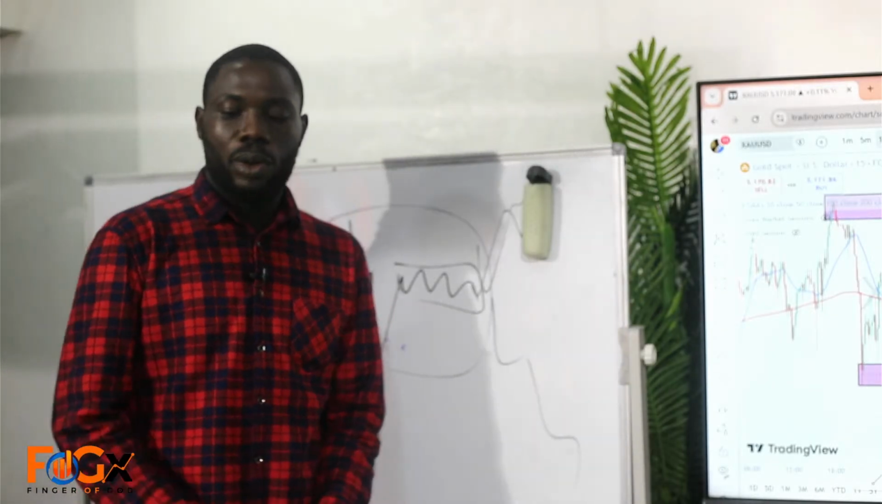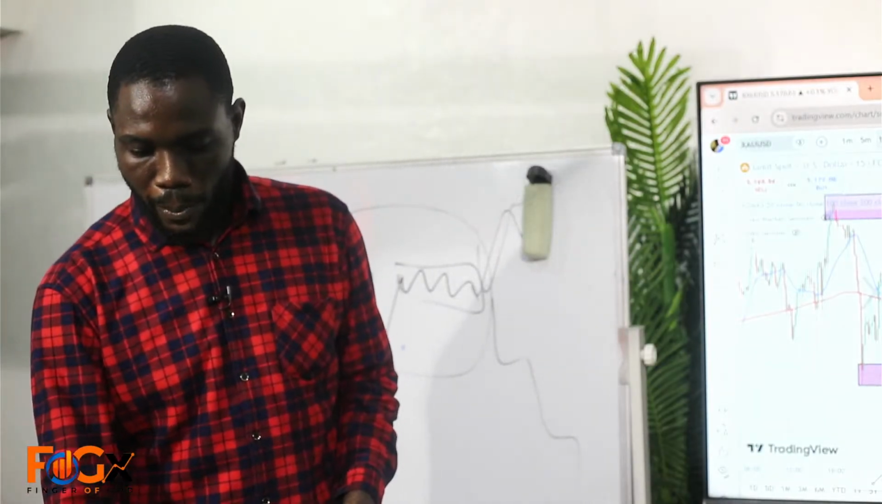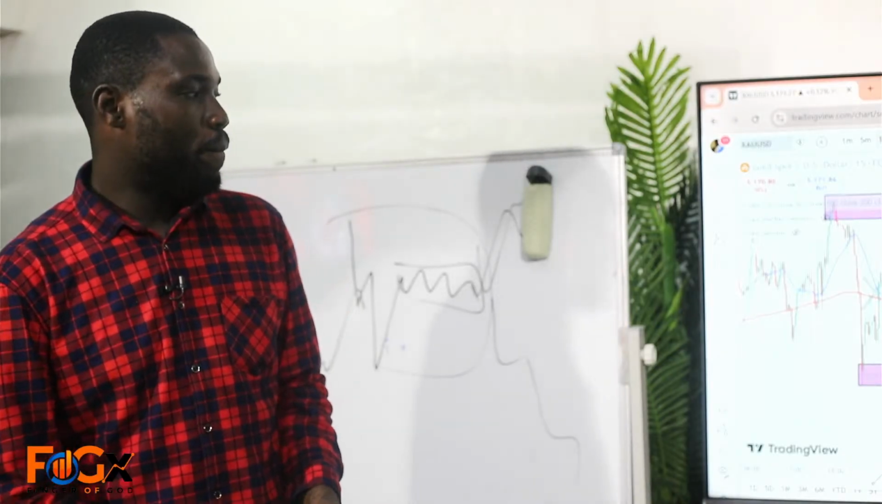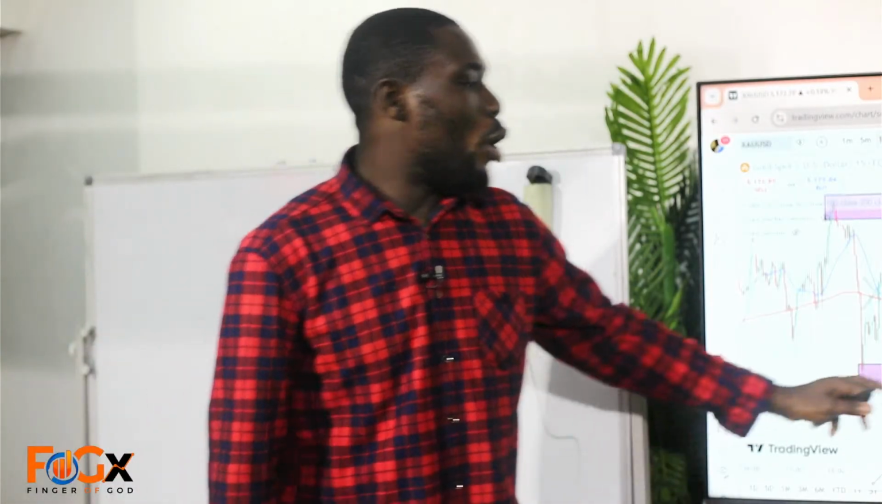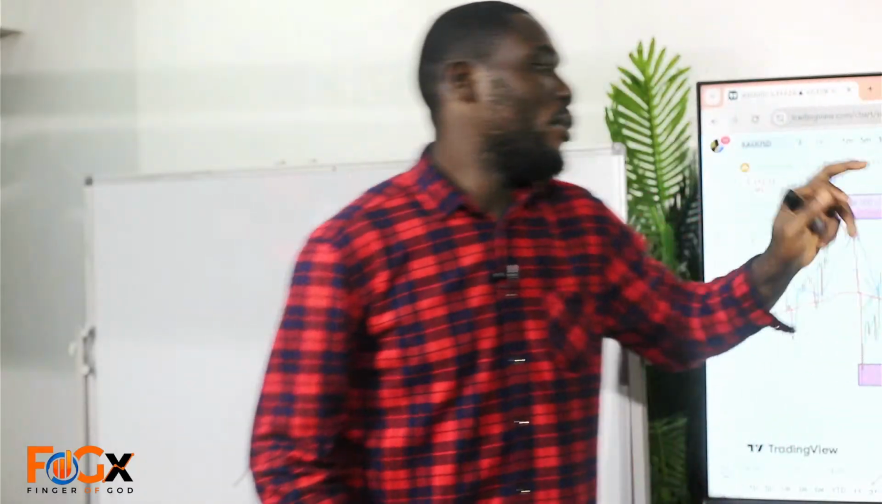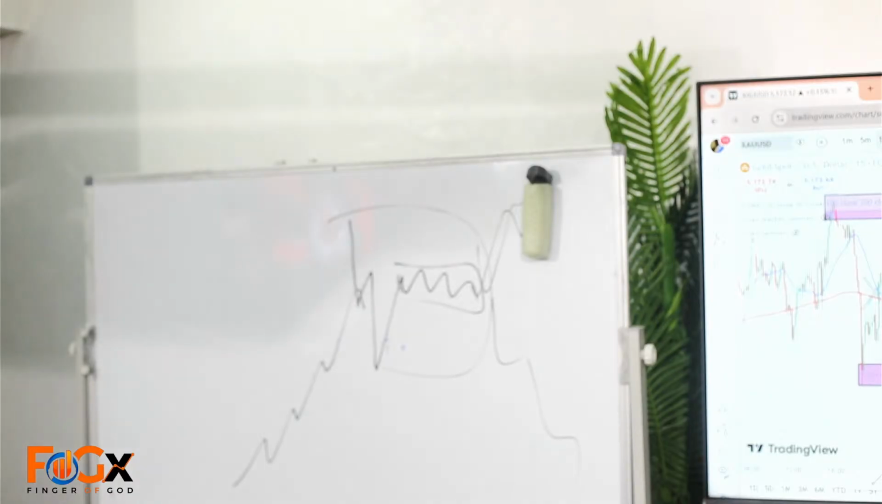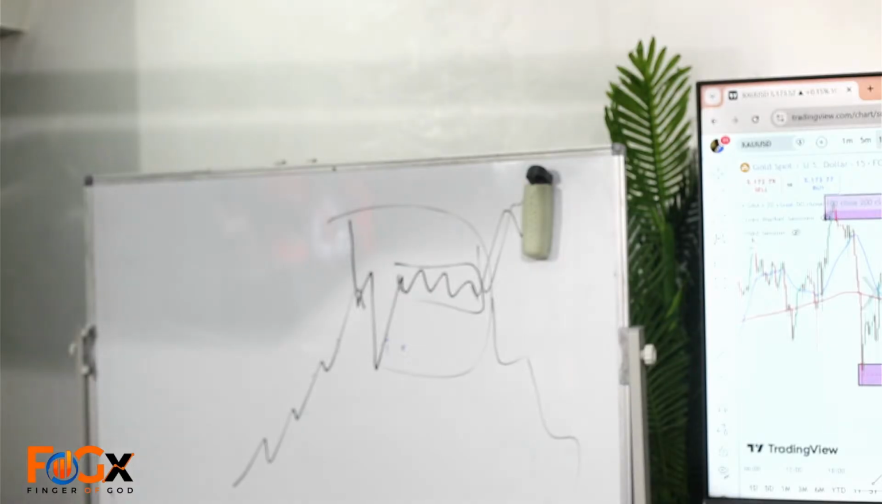Okay. So the first position we are going to be opening, just open two positions. The entry is 5150. Buy limit. Drag it down, sir. Drag it to 5150.